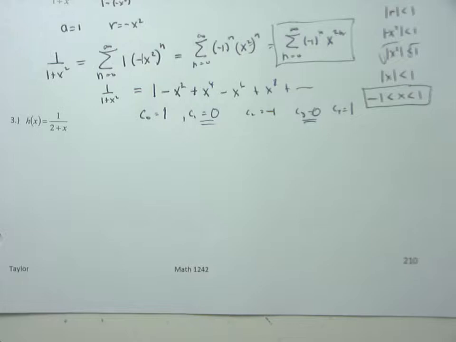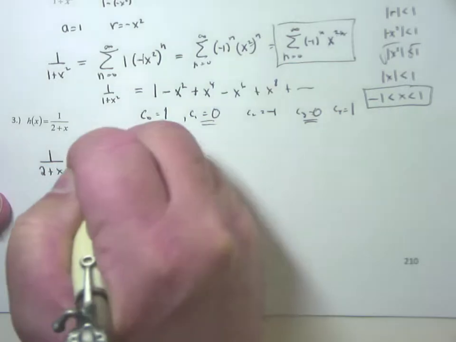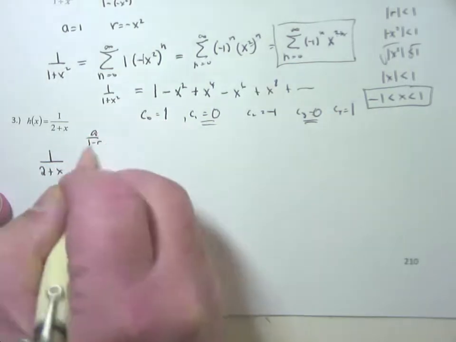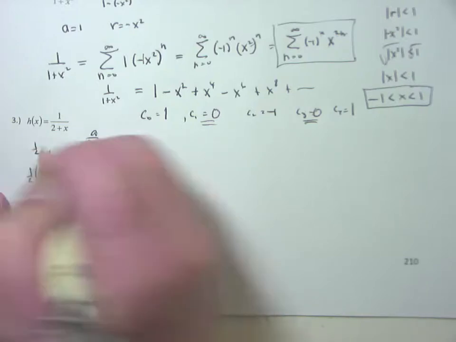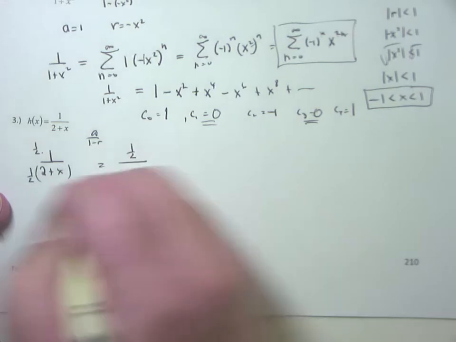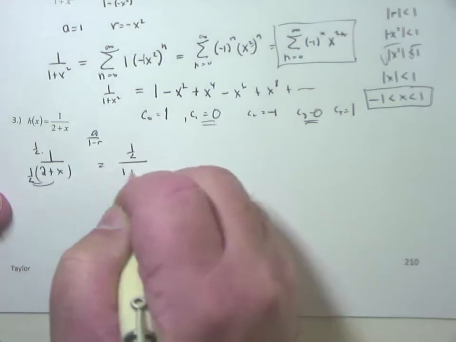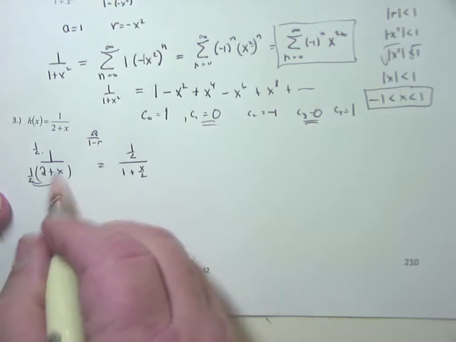1 over 2 plus x. So again, I'm going to turn this 1 over 2 plus x into this a over 1 minus r. I need to make the 1 there. I do make a 1. I'm going to multiply both the numerator and denominator by a half. This is going to give me 1/2 divided by, distributing, 1 plus x over 2. A half times 2 is 1 plus x over 2.